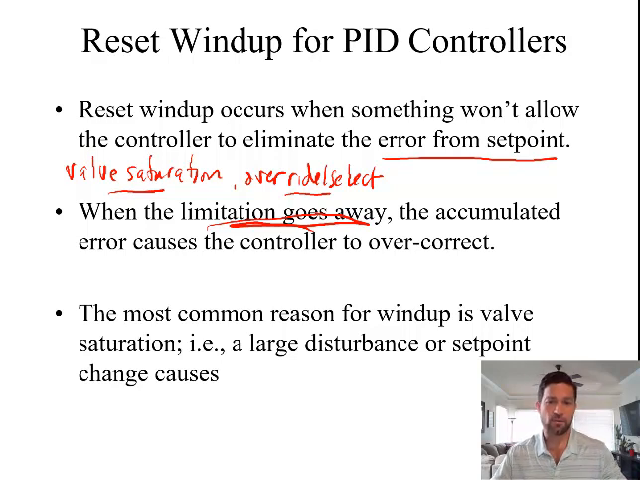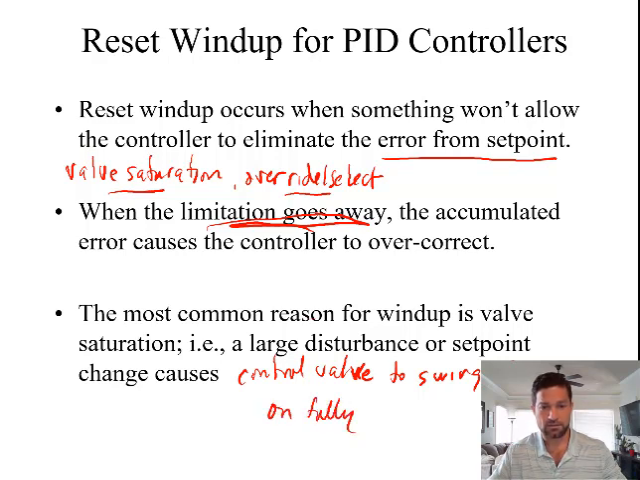Okay, so this is what's called windup. Windup is this accumulated error in the integral term. The most common reason for this is valve saturation, as we said. A large disturbance in the set point causes your control valve to swing fully open or fully closed. And when your valve is fully open or fully closed, no more control can be achieved.